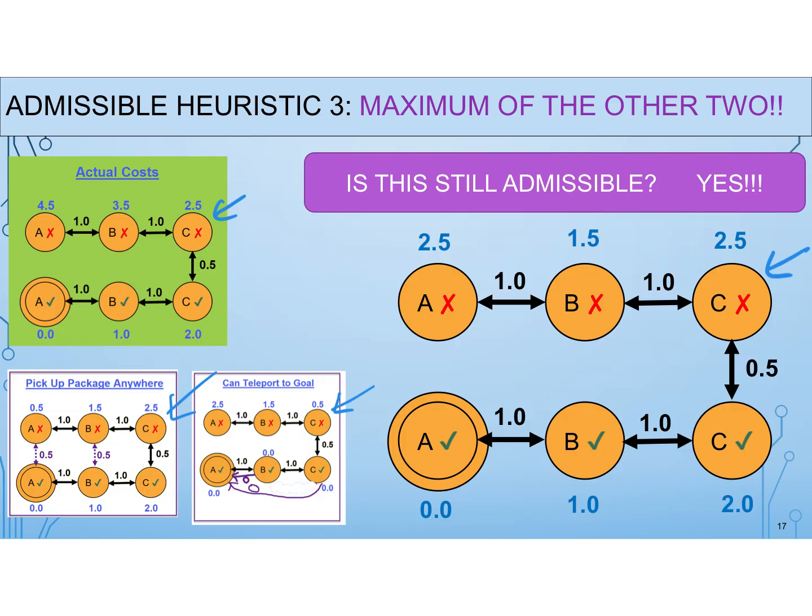And is this still admissible? Well, of course it's still admissible, because when I said I could pick up the package anywhere, I said this was an admissible heuristic, which means for each of these states, the heuristic value was less than or equal to the actual cost. And here, the heuristic value is also less than or equal to the actual cost. So all the heuristic values of the states are less than or equal to the actual cost. So look at that. I come up with another combined heuristic that is admissible, and that's actually looking pretty good. So thinking about relaxing a problem is one way to come up with a stronger heuristic.